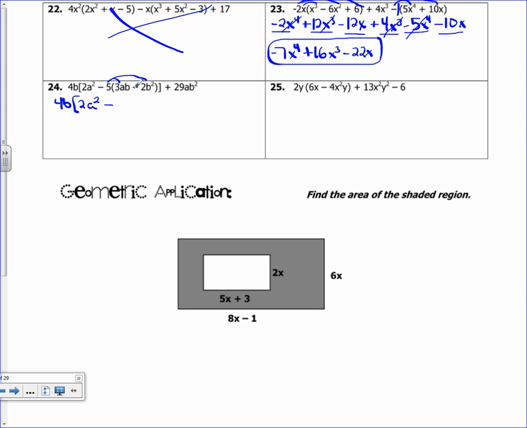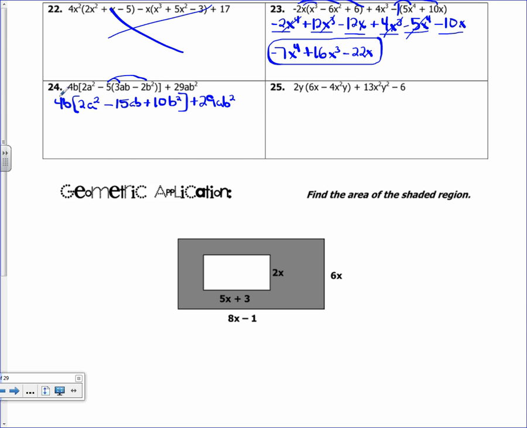Minus, now 15, 5 times 3 is 15ab. Negative 5 times negative 2 is positive 10. And then that's going to be b squared. Notice that the parentheses are gone, but the bracket is still going to have to be there, the outside bracket. And then plus 29ab squared.